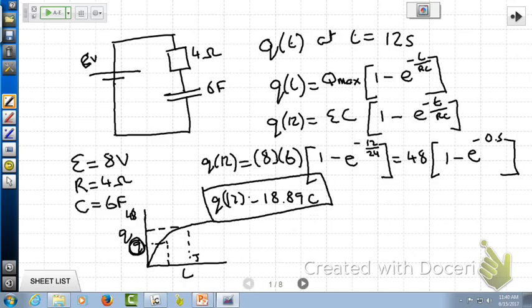Question or comment? But how do we know by looking at the graph if it's charging or discharging? Oh, I got to tell you that. That was in my words. So it depends on what you told us, that's the formula that we're going to use. Yeah, that's always the formula. If I'm telling you it's charging, you're going to use the charging formula. If I'm telling you it's discharging, you're going to use the discharging formula.